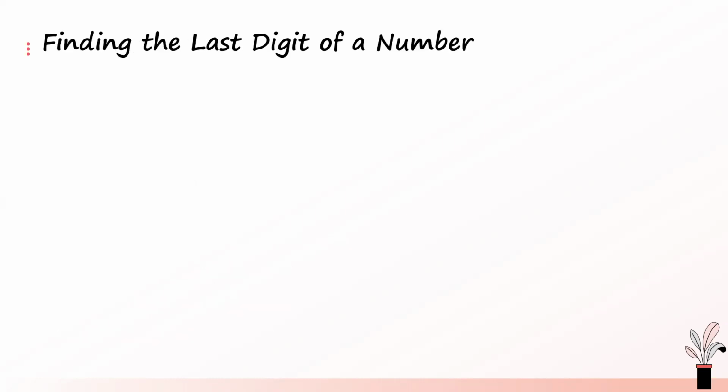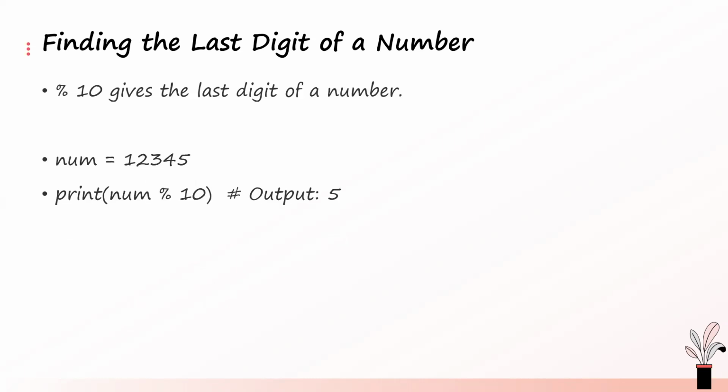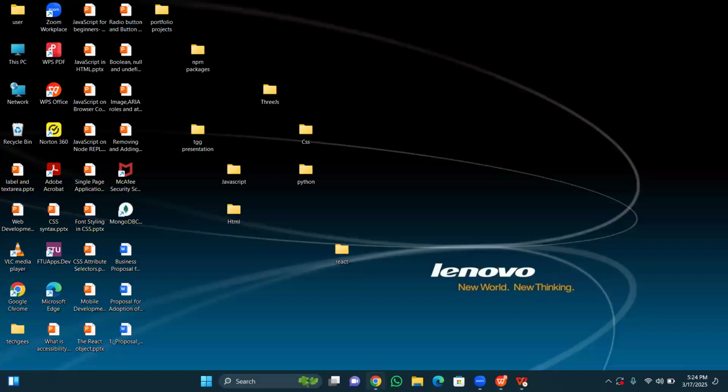There is a trick we can use the modulus operator to do. If you want to find the last digit of a number, all you have to do is take that number modulus 10. So let's say you have a number like 1, 2, 3, 4, 5. If you want to find out the last digit, you do the number modulus 10.